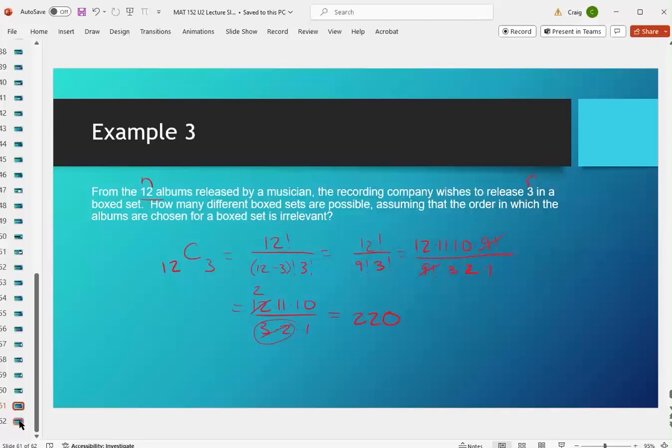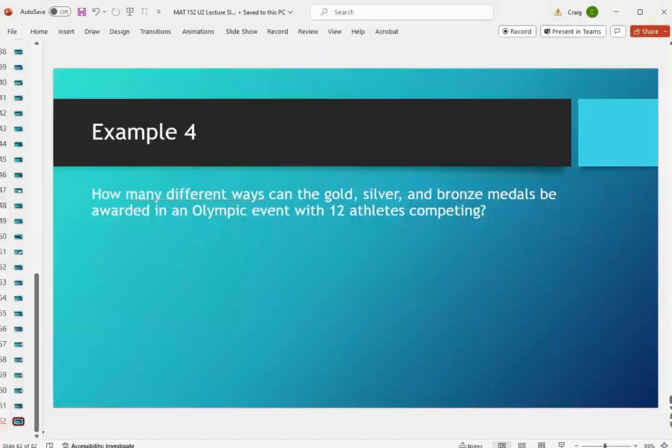Okay, one more example. How many different ways can the gold, silver, and bronze medals be awarded if there are 12 athletes competing? Well, now the order does matter, right? Because let's say athlete A, B, and C get gold, silver, and bronze. Well, B, A, and C, if athlete B got the gold instead of athlete A, if they switch, those are 2 different outcomes. And so now the order matters, and so now we'd use the permutations formula.